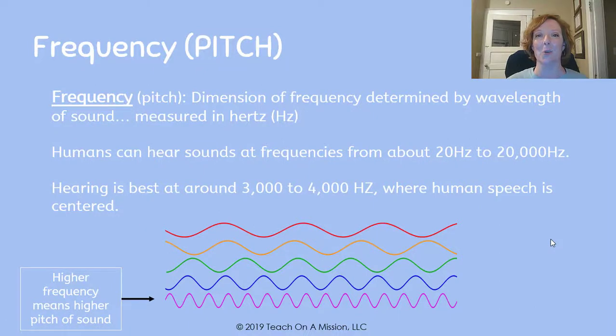In a very similar way to seeing, we hear wavelengths of sound. So just a couple of concepts that you need to know. The frequency of the wavelengths is the pitch. It's the dimension of frequency determined by wavelength of sound. This is measured in hertz. Humans can hear sounds at frequencies from about 20 hertz to about 20,000 hertz. Hearing is best around 3,000 to 4,000 hertz where human speech is centered. So the higher the frequency means the higher the pitch of the sound.